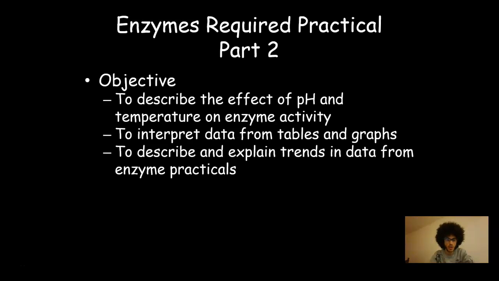I talked earlier in the previous video about the planning side, so hopefully that's been helpful, but today we'll talk more about how you deal with data and exam style questions that you might get based on that kind of thing. So the objective of the video is as follows: we're going to describe the effect of pH and temperature on enzyme activity, although I'll probably do another video which goes more into the factors that affect enzyme activity later. We'll interpret data from tables and graphs and also describe and explain trends in data from enzyme practicals.